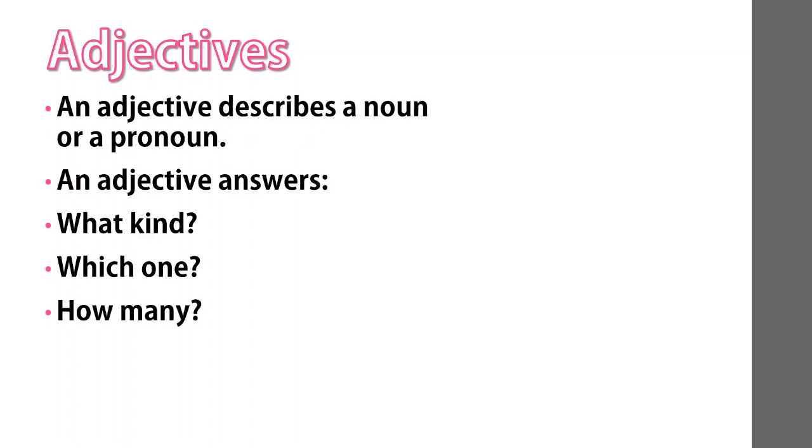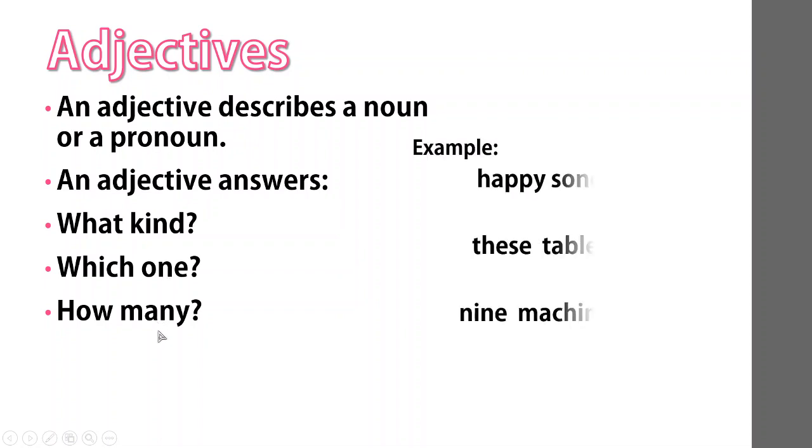Let's dive into the different types of adjectives and adverbs. First, let's focus on adjectives. Adjectives describe a noun or a pronoun. So when we talk about adjectives, they describe a noun or a pronoun. And an adjective answers three important questions: what kind, which one, and how many. Examples here: happy song, these tables, 9 machines.